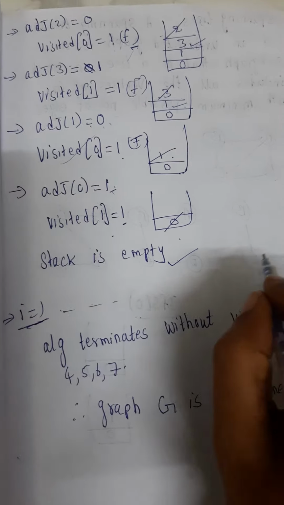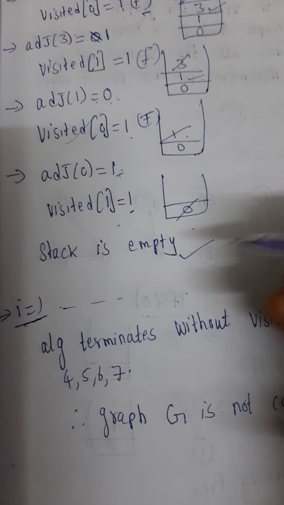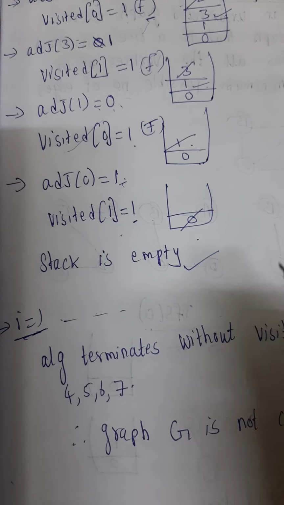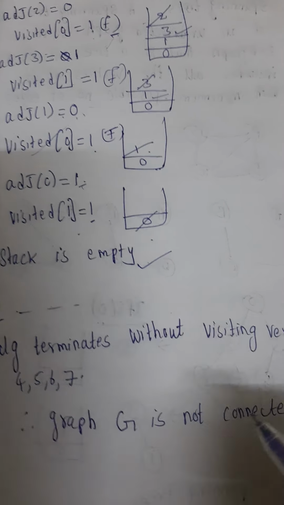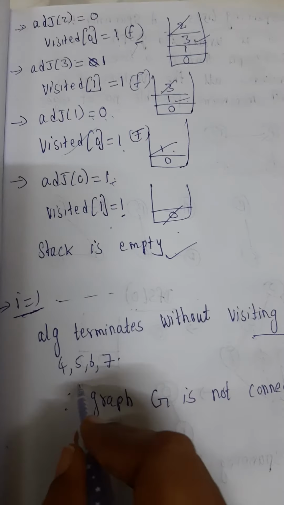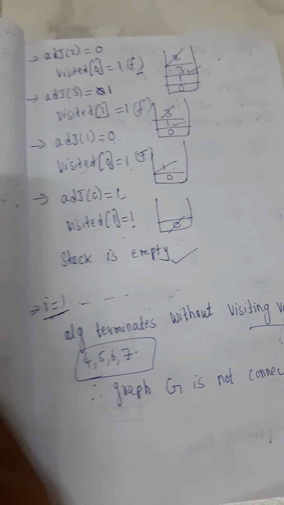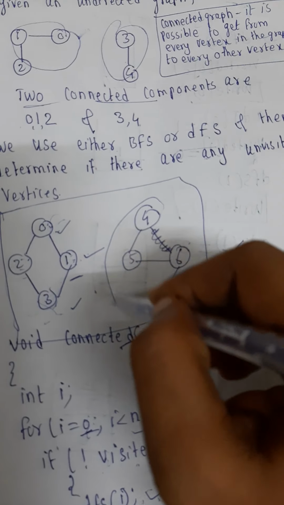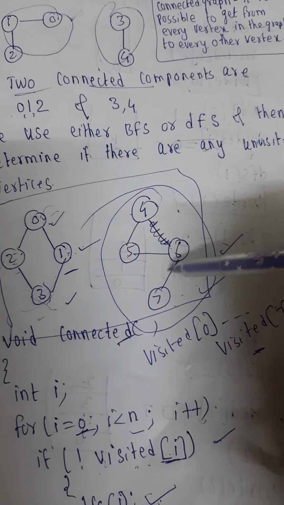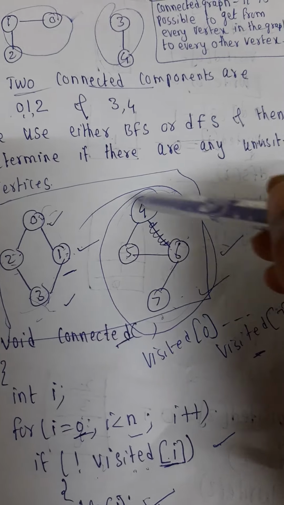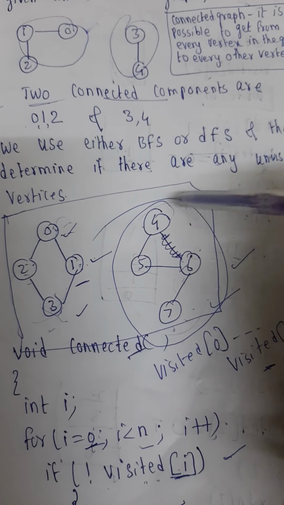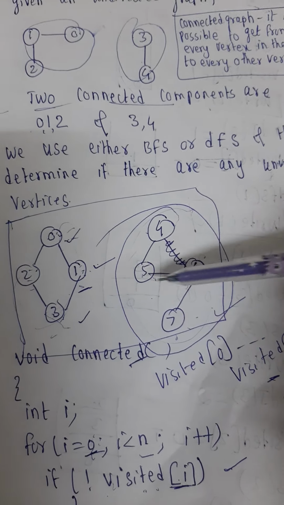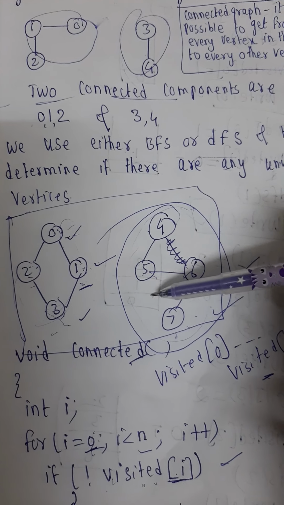It is not required, the same process will be repeated for I equal to 1, I equal to 2, and so on. But the thing here is, the algorithm is terminating without visiting the vertices 4, 5, 6, 7. Whatever number of iterations you do, we are not able to visit these vertices 4, 5, 6, 7. The meaning is, from 0 you are not able to visit these, from 1 also you are not able to visit these. That means the graph is a not connected graph.